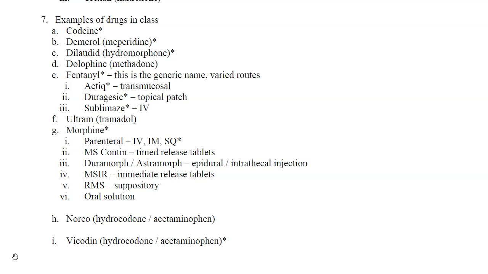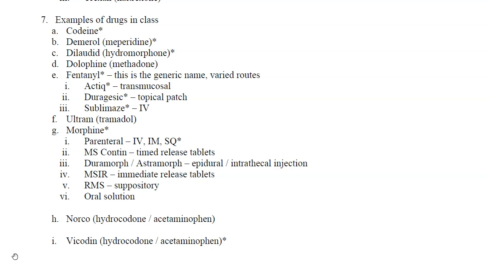In addition, one of the more known medications in this class is morphine. So there are different forms of morphine. We can give it parenterally, right? So it can be given IV, IM, and subQ. We have MS Contin, or morphine sulfate Contin, which is a time-release tablet. There's also Duramorph or Astramorph, which is an epidural or intrathecal injection. There's MSIR, or immediate release tablets. There is RMS, or suppository, and there are also oral solutions.